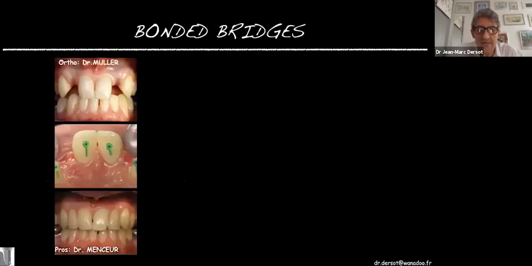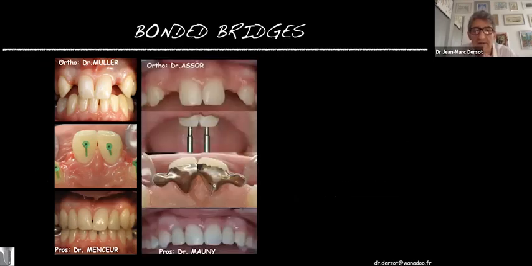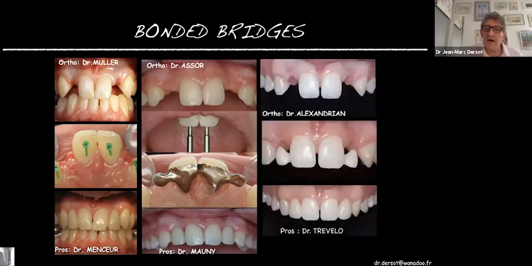Here you can see different proposals with metallic bonding on the lingual aspect of the teeth, and of course aesthetic ceramic. Here the prosthodontist decided to have insertion only on the two central incisors, as you can see, and a cantilever extension. But today we have an elegant proposal, as you can see on the right side of this slide. Here you have two cantilever bridges, but they are totally in ceramic, in zirconia.